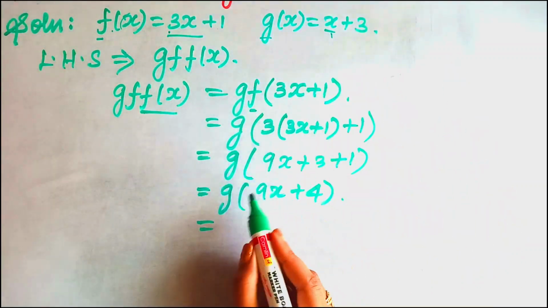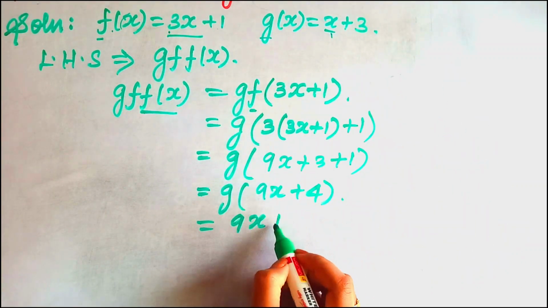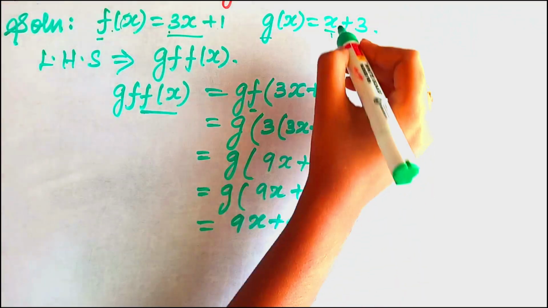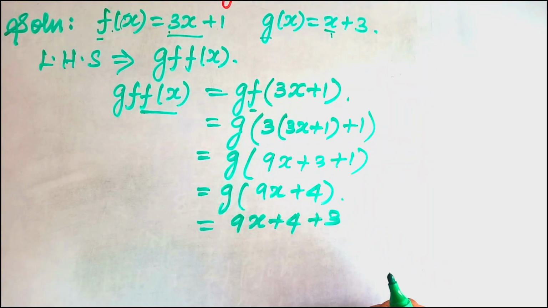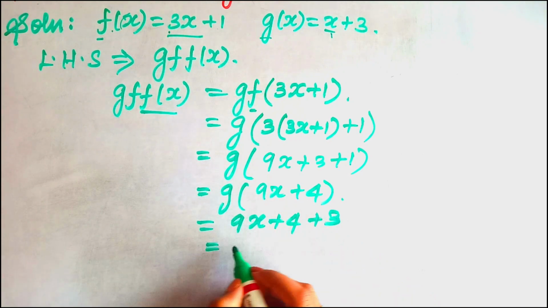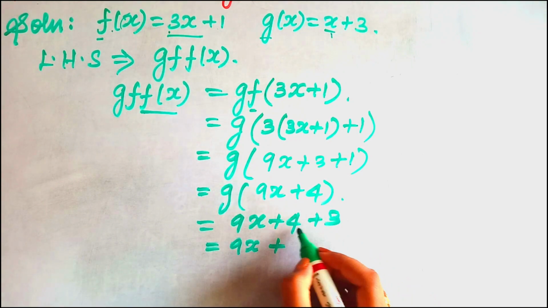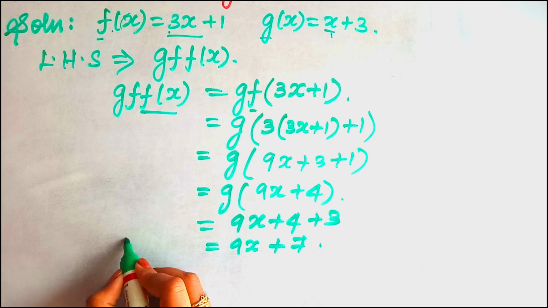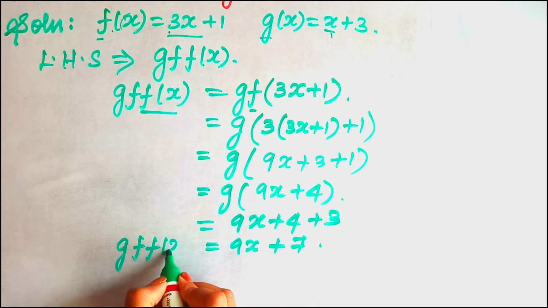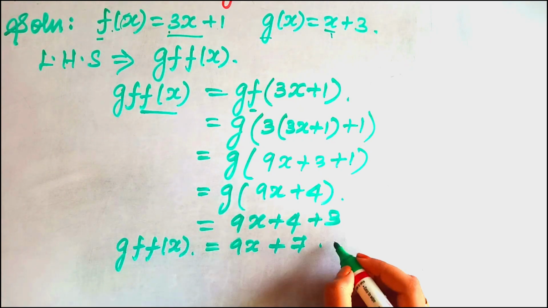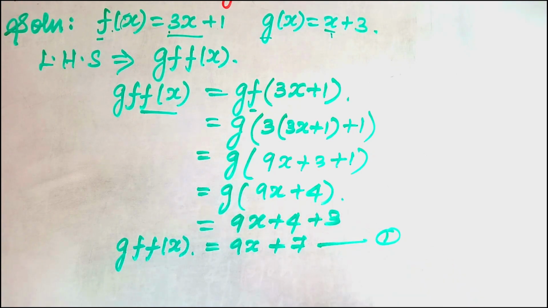So in the equation, instead of x you have to substitute 9x plus 4. Here there is an x, so we substitute 9x plus 4 plus 3, right? Now let's add it. We'll get 9x plus 4 plus 3, the answer is 7. So g f of x is equal to 9x plus 7, which is our first equation, right?